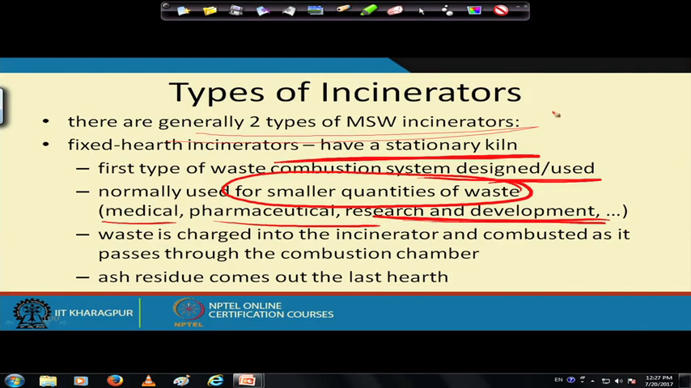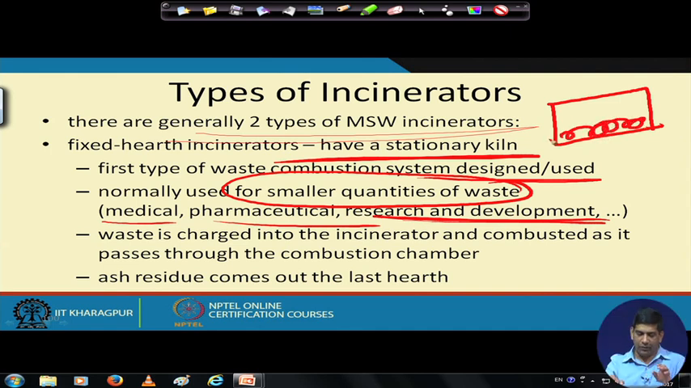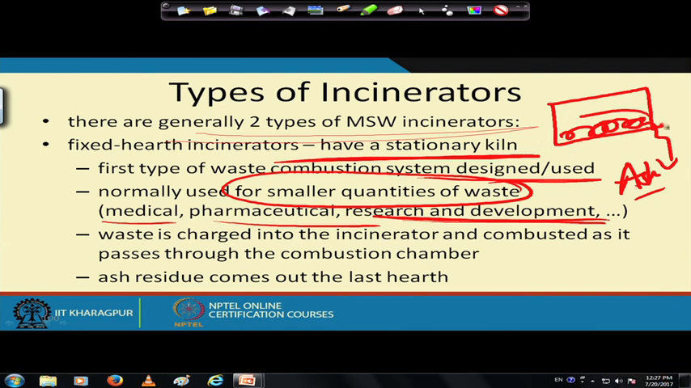So there is a combustion chamber. If you draw it over here, we have this combustion chamber. The waste travels through the combustion chamber, the combustion takes place along its length, and finally we have the ash coming out. So that's your stationary kiln, where ash will be taken out, and the reaction takes place in this particular area. So that's one type, usually used for a small quantity of waste.